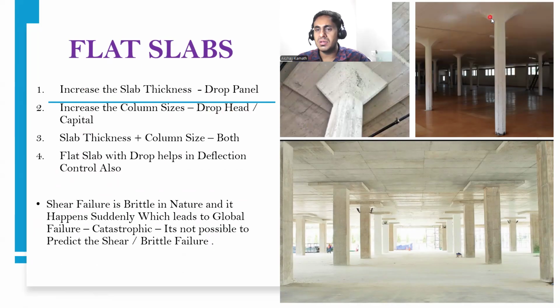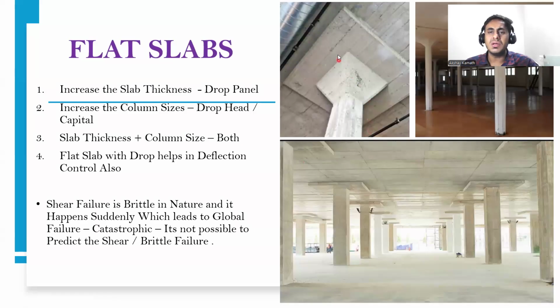This kind of system is usually seen in airports, you might have seen. They might have given a column something like this. So this is again a column drop, we can call it a drop head or a column capital. Next one is the third option. In this option, you increase the slab with a drop panel, and you also give this column head.